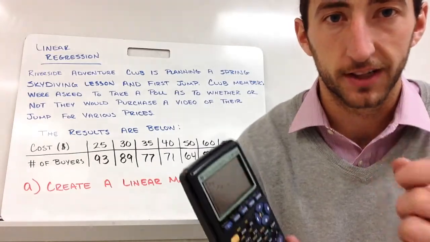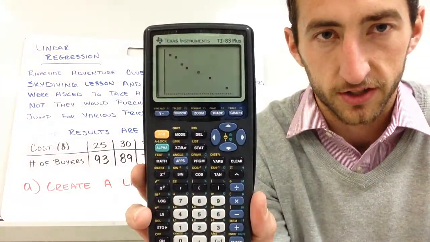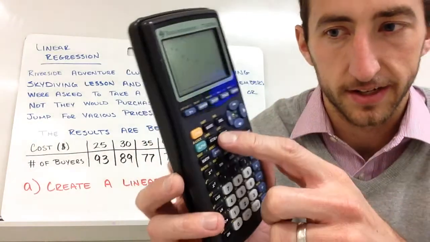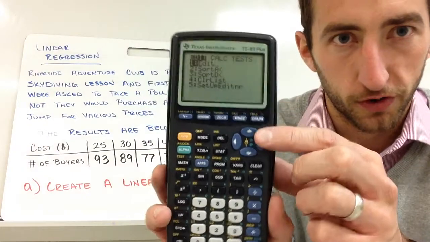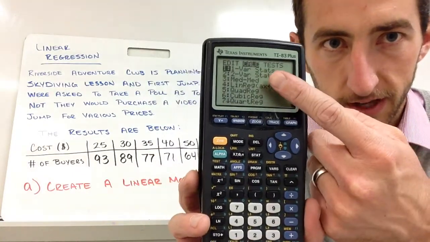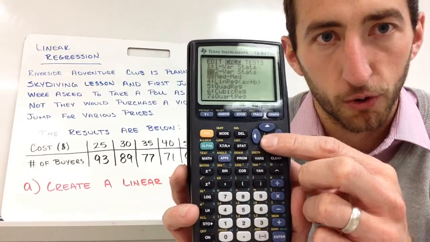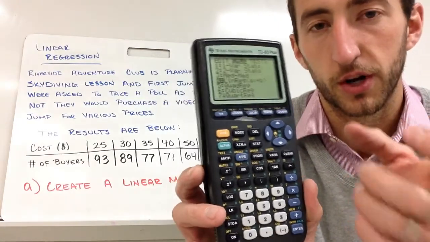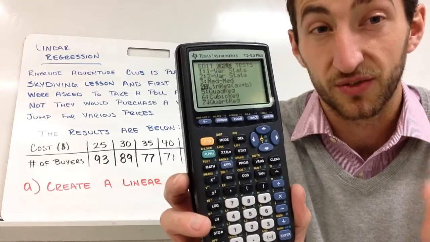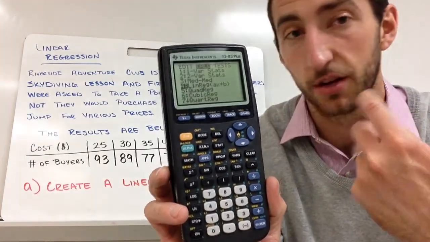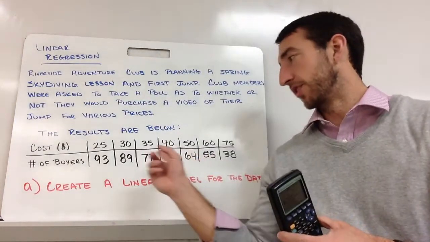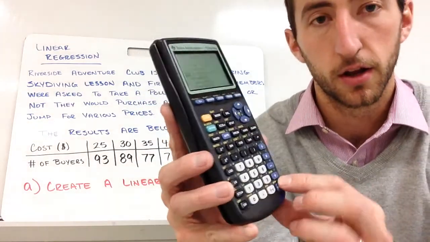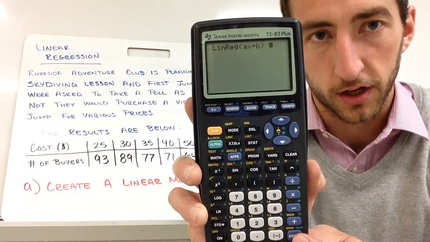Now in order to make the linear model, we take our scatter plot, and we're going to press stat, go over to calc, up there at the top, and go down to number 4 where it says LinReg, which stands for linear regression. So linear regression is just a line of best fit, which is going to be the linear model for this data. So you hit enter, and then you're going to come up with this.